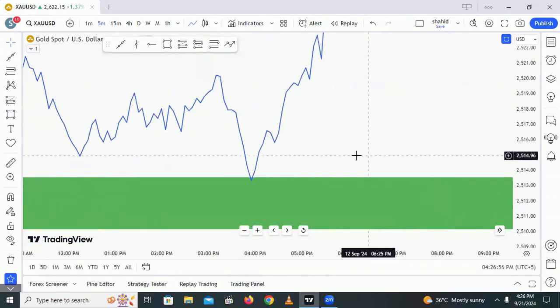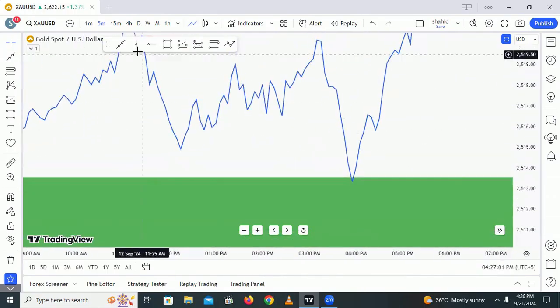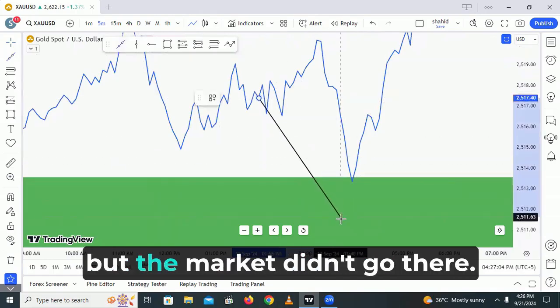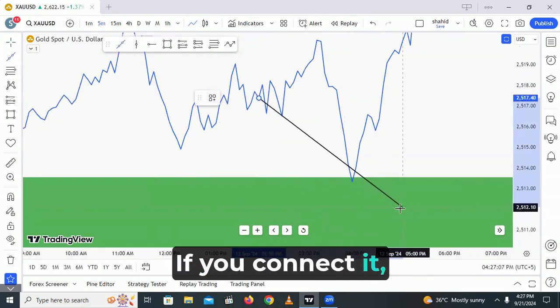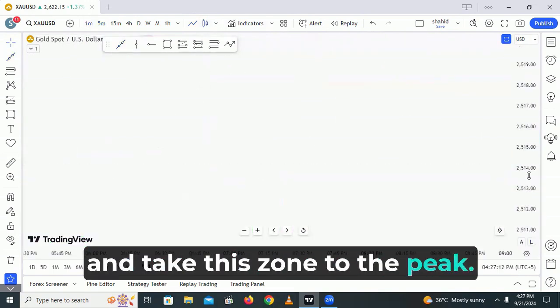So if I see a trend line here, but the market didn't go there. If you connect it, we go to minute one right at the peak and take this zone to the peak.